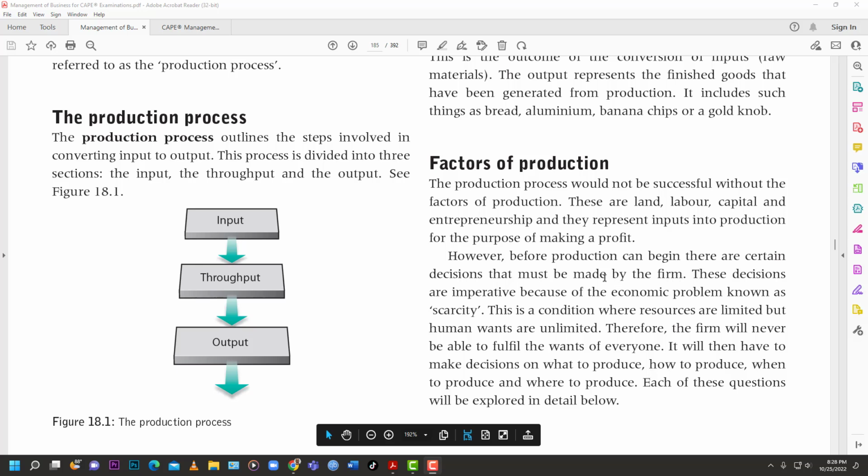Then, as I said before, the factors of production, we already know them from POB. And so that's land, labor, capital, and entrepreneurship. And they represent inputs into production for the purpose of making a profit. So the factors of production represent the inputs into production. So your land, labor, capital, the entrepreneurship, all those are inputs into production.